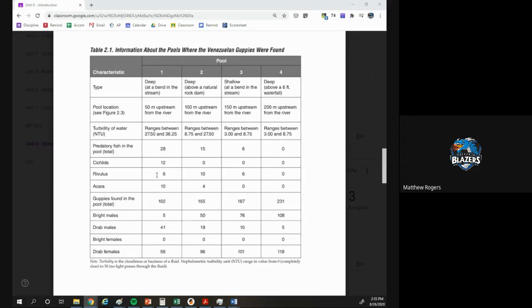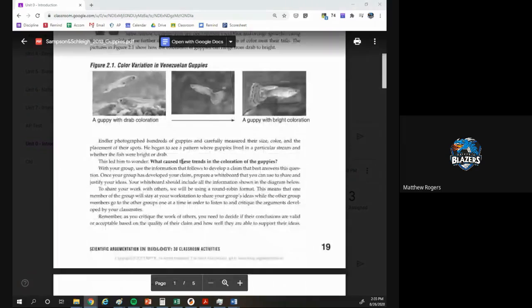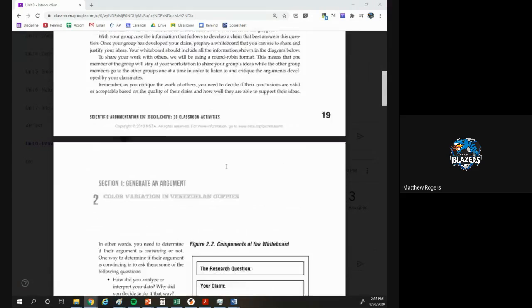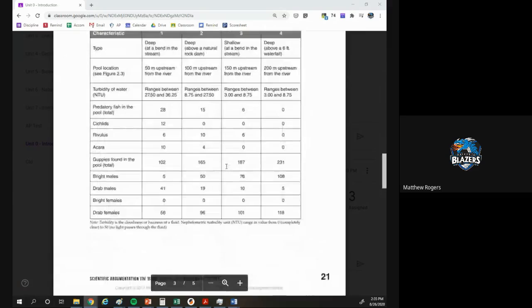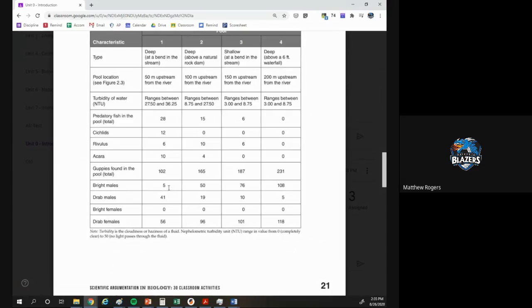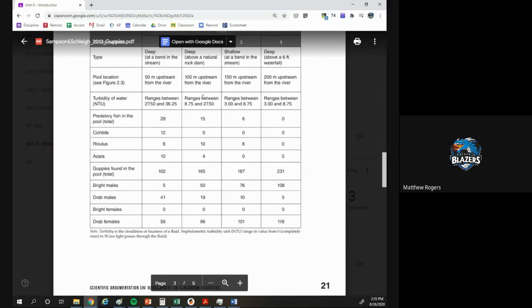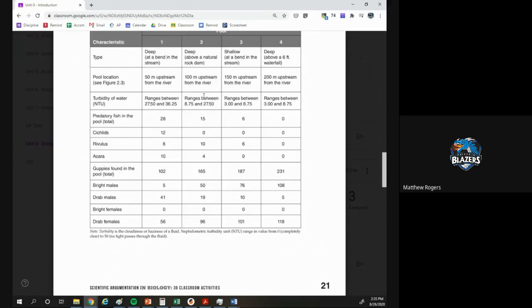You can also see how many predatory fish are there. You can also see how many guppies are there and what the guppies look like. So the original question, if we look back at the beginning, was what caused these trends in the coloration of guppies? So why are the guppies different colors in different spots? Why does pool 1 have bright males and a lot of drab males, and why does pool 4 have a lot of bright males and very few drab males? One of the first things that always comes up is people look at the turbidity, and that's not a bad answer, but that's not actually the right answer. That's not why we believe that there are more bright males in one spot than the other.